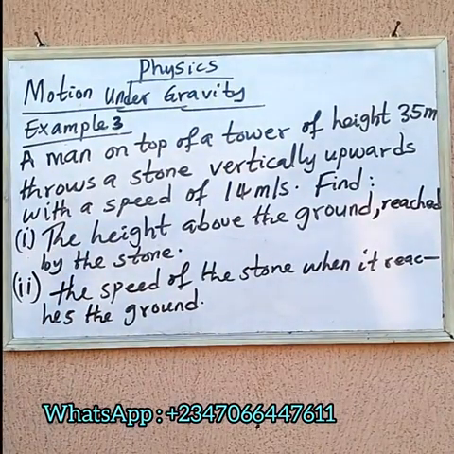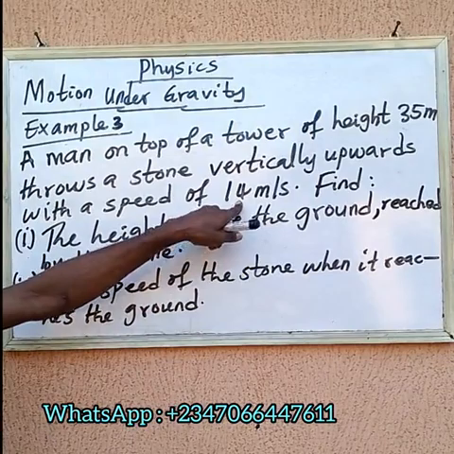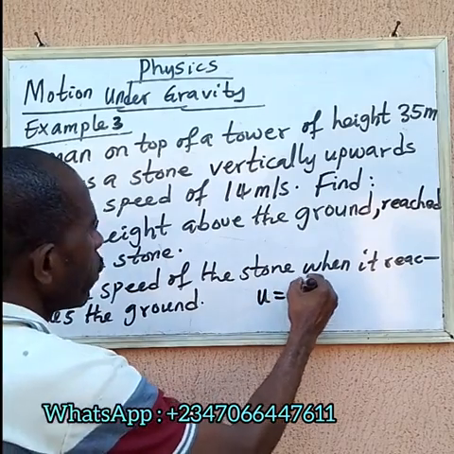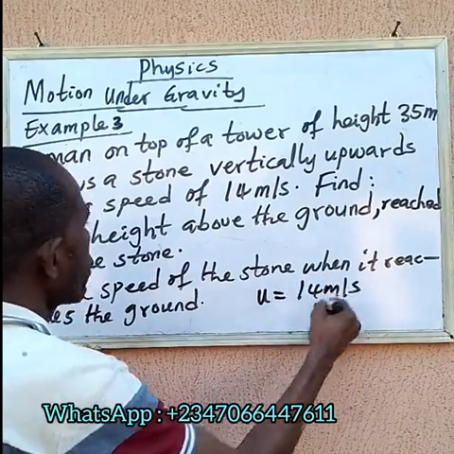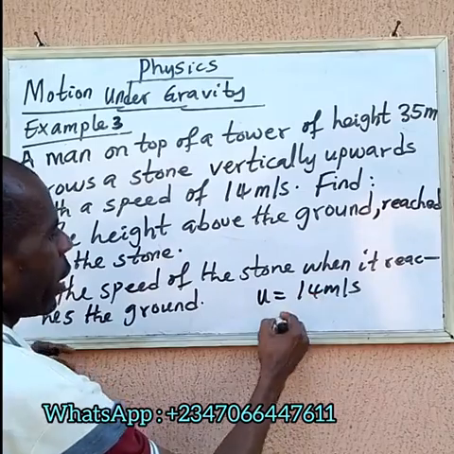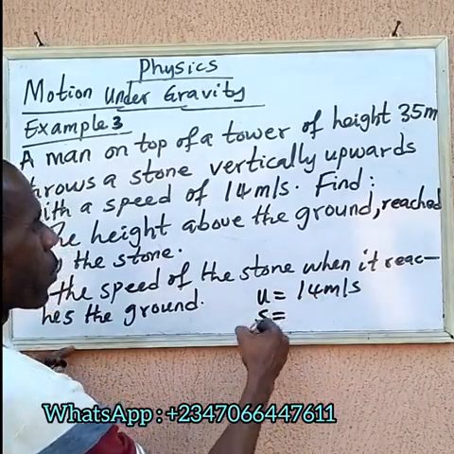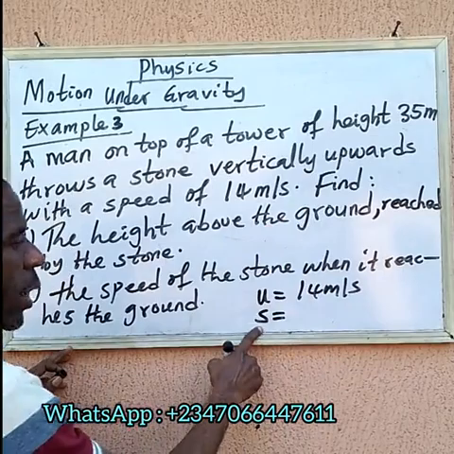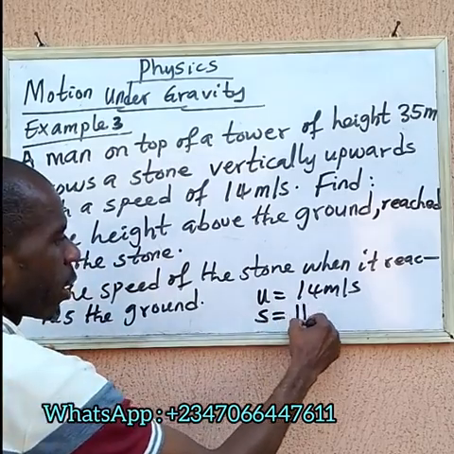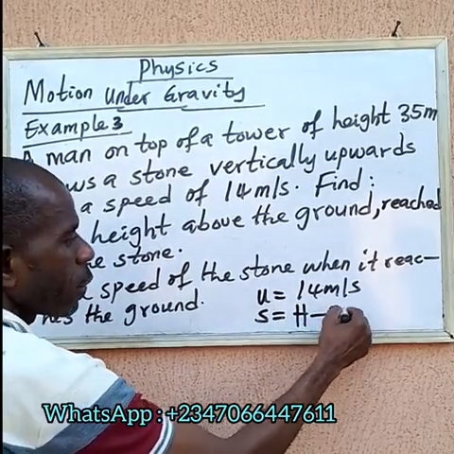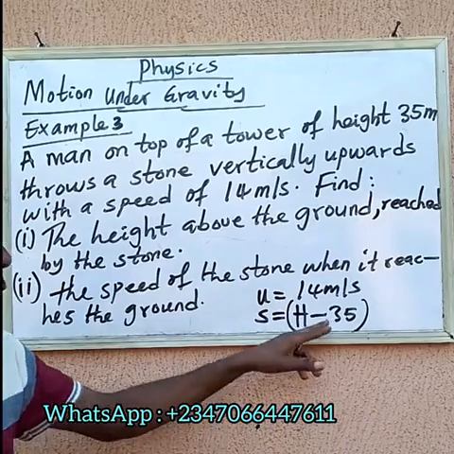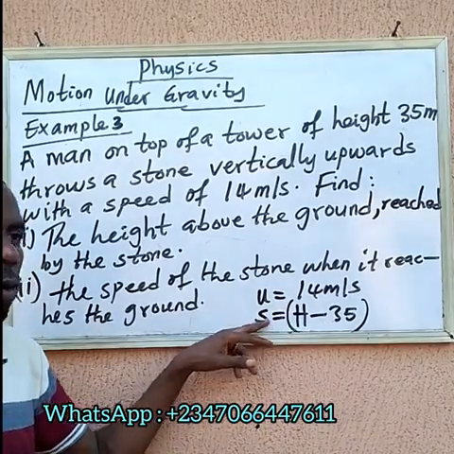So since we already know the information, we have the initial speed, okay? That's u equal to 14 meters per second. So what do we have again? Okay, we are having s equal to, so this s now is different from the height of that building. So it will not give us the height above the ground minus the 35, minus the height of the building, that is your x. So this is what we are going to make use of.